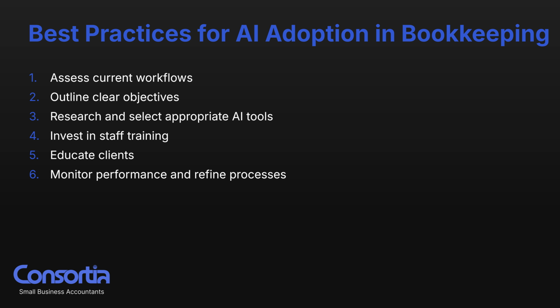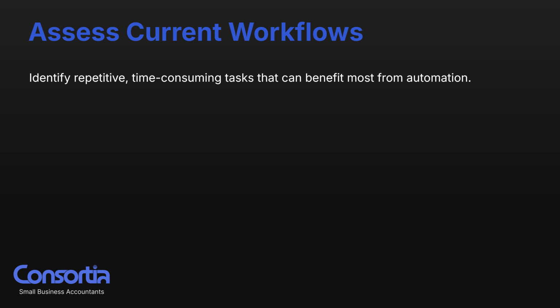Number 6, monitor performance and refine the processes. And so again, that's what our guidebooks are all about. We're doing these 6 things in bookkeeping, in payroll, in accounting, and of course in tax preparation. So assess current workflows. Identify repetitive, time-consuming tasks that can benefit most from automation. And that's what we do in our guidebooks.